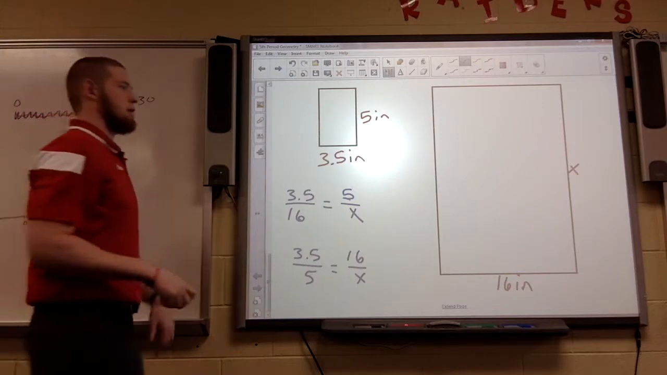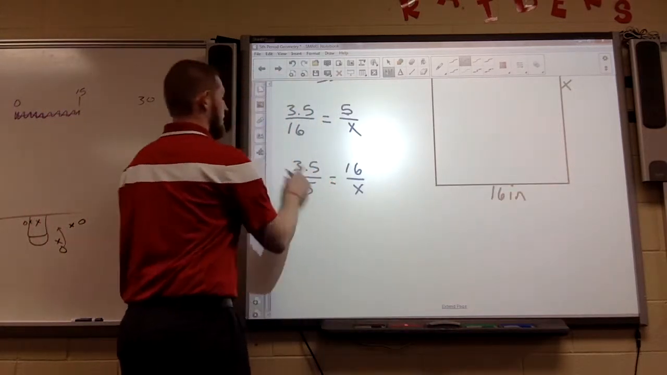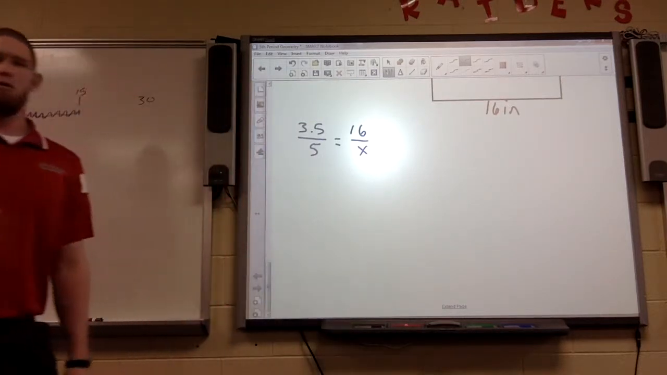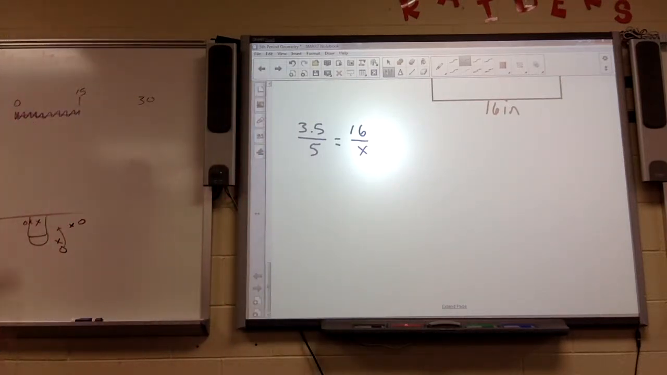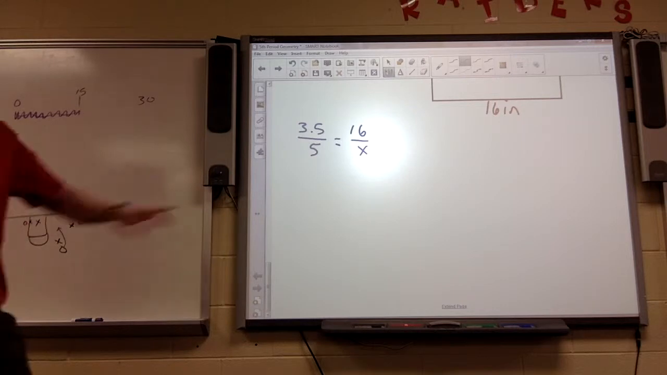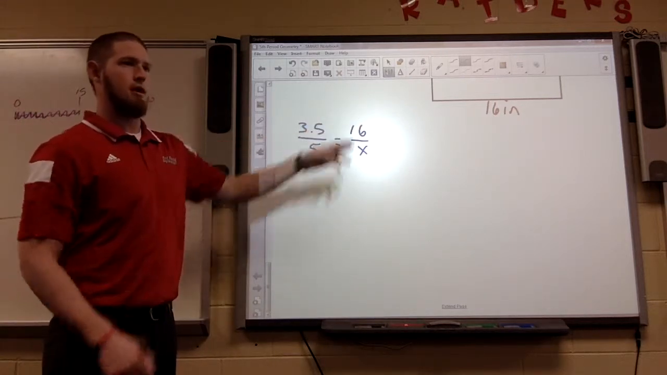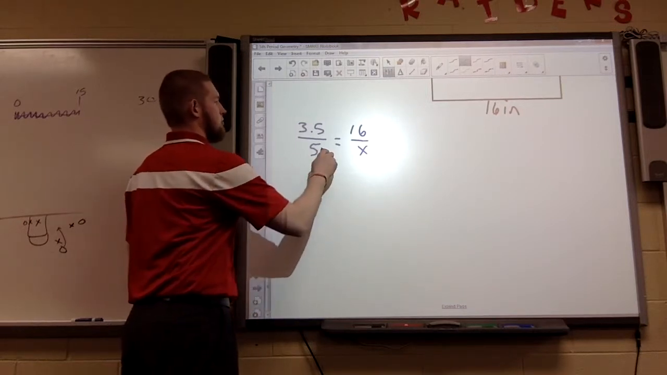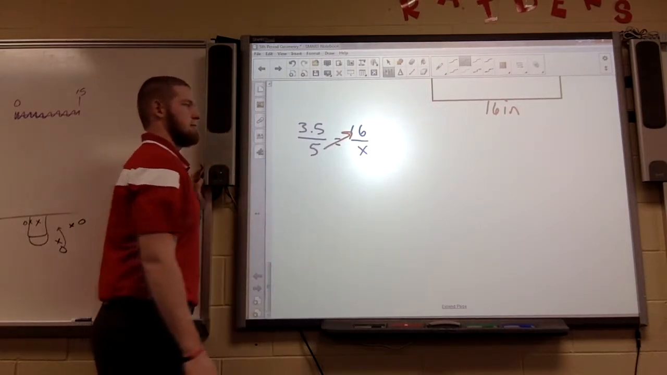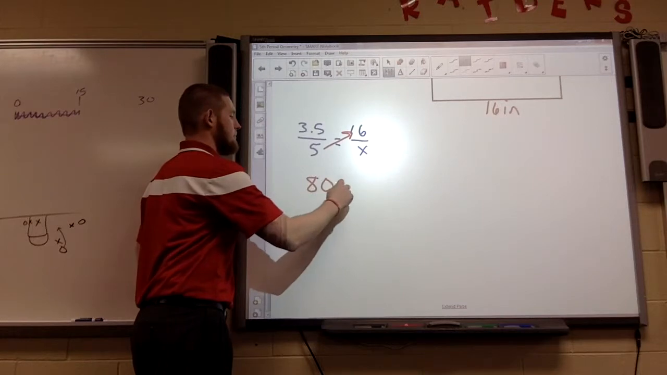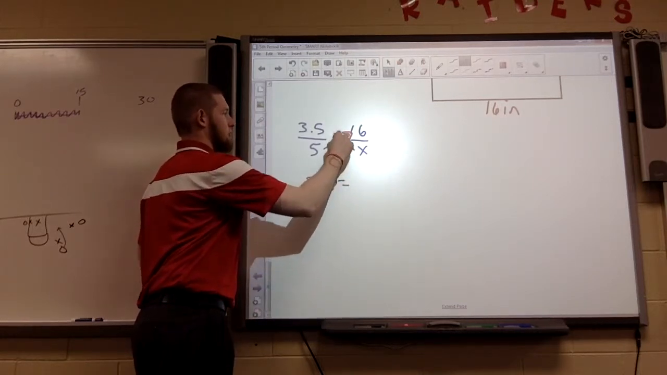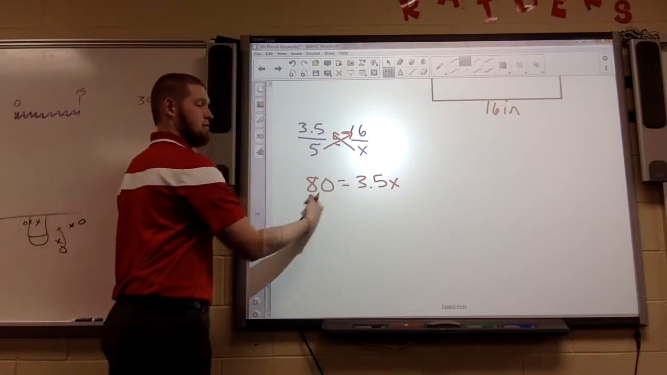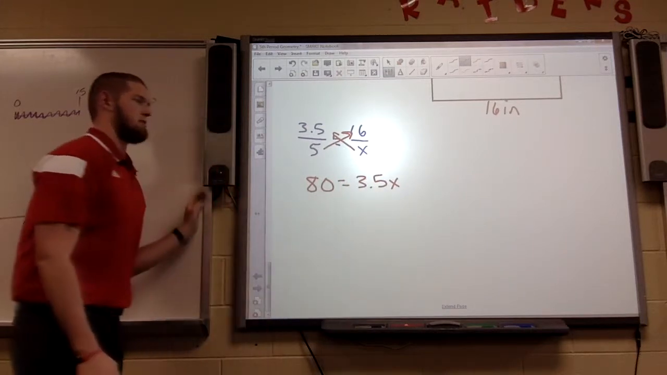If you're talking with each other, helping each other out, and you have it set up differently, does that mean one of you's wrong? No. There's about 4 different ways you could set it up. We could also flip these, and that would be fine. Just keep that in mind. Now when I cross multiply here, what's 5 times 16? It's 80 equals 3.5x. Could I have switched these? Yeah, it doesn't matter what side of the equal sign it's on.